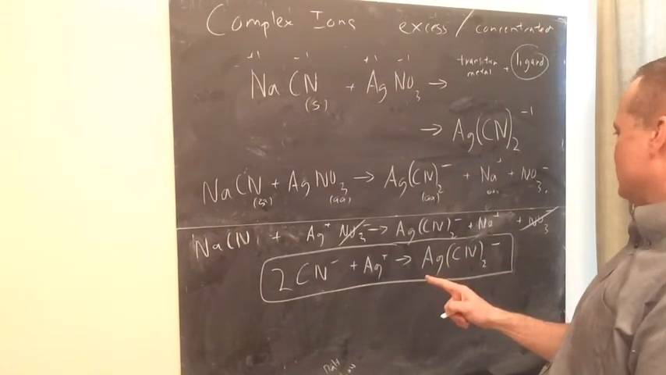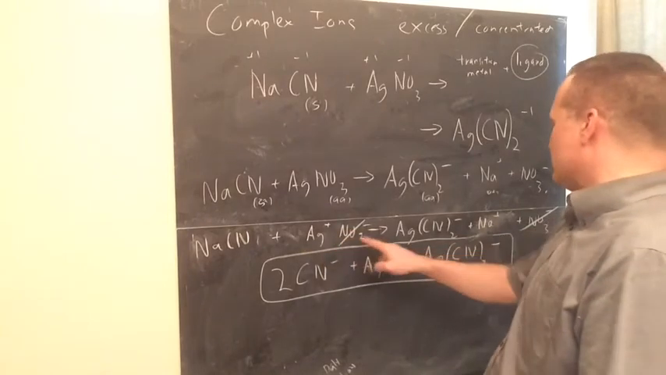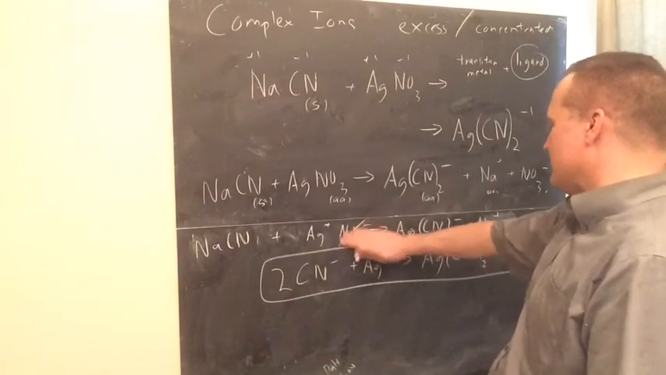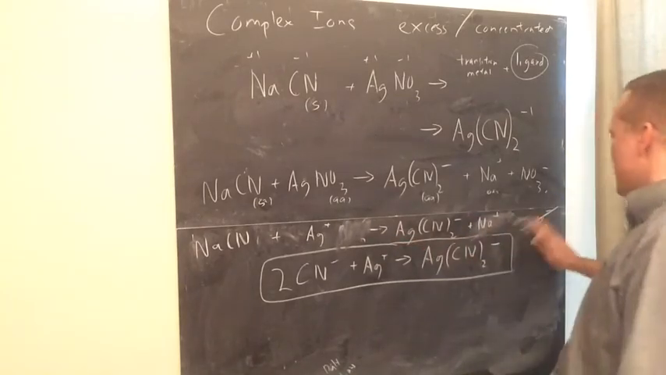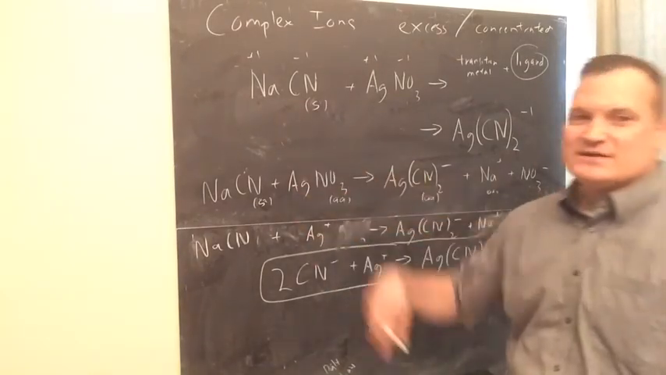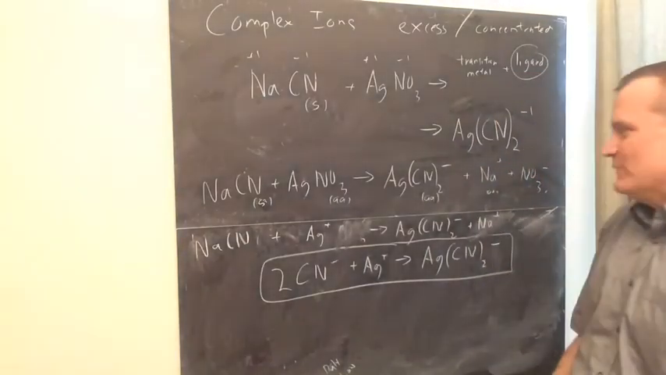Make sure I got that right. It would be sodium cyanide plus silver ion, gives you silver cyanide plus sodium ion. And the nitrates would still be canceled out, so I could just take them away. But that's what it would look like if that had been a solid. Just for a little side note in case you wanted to know.